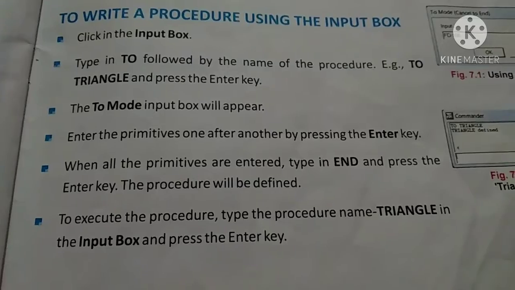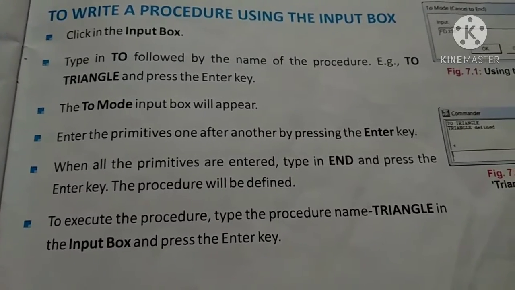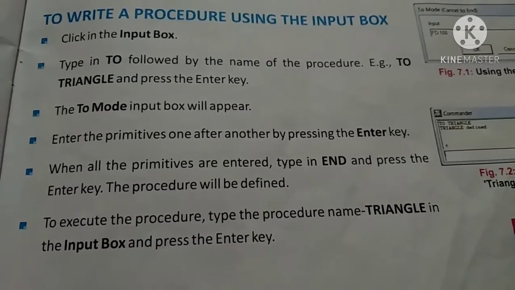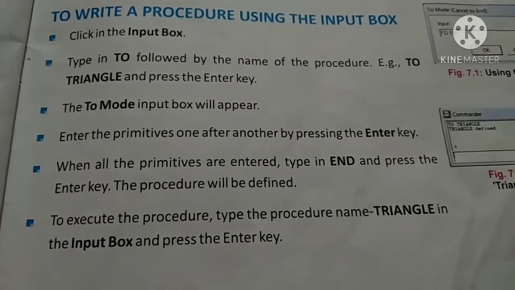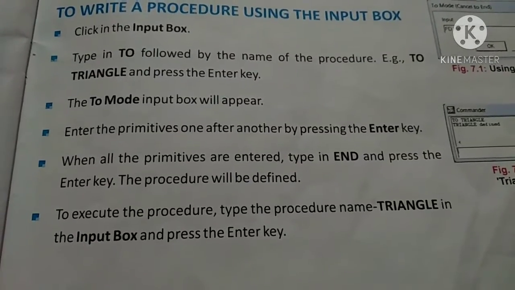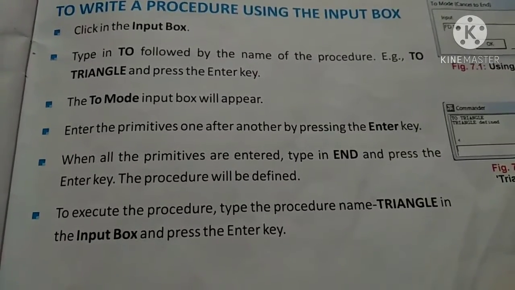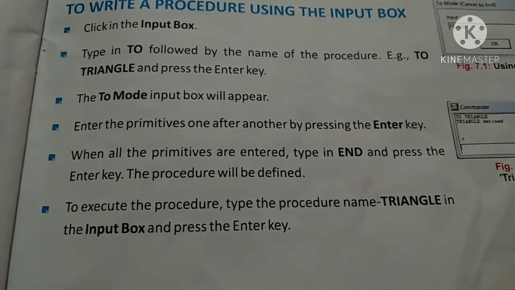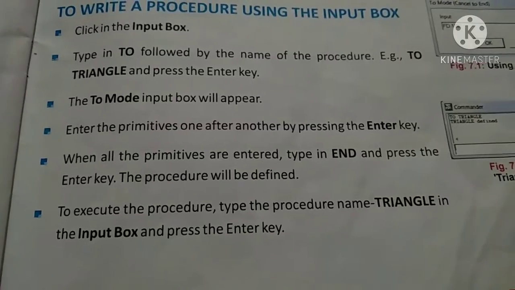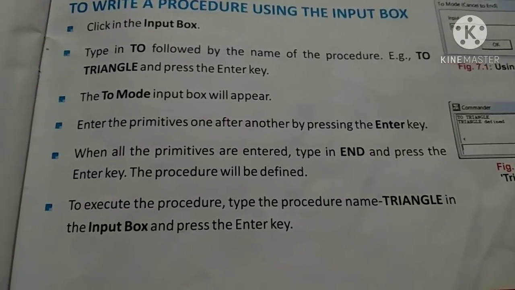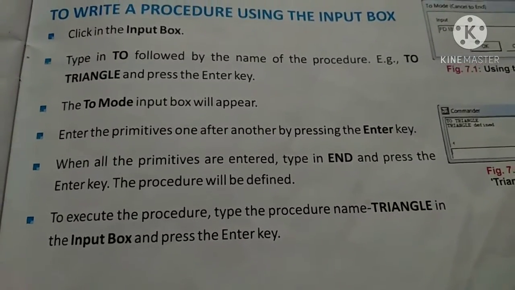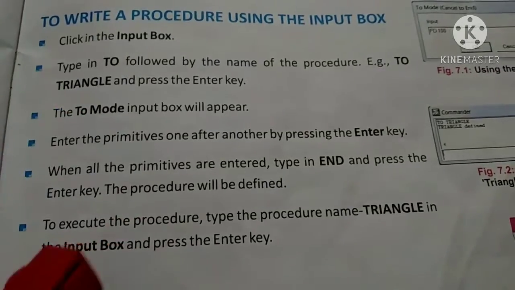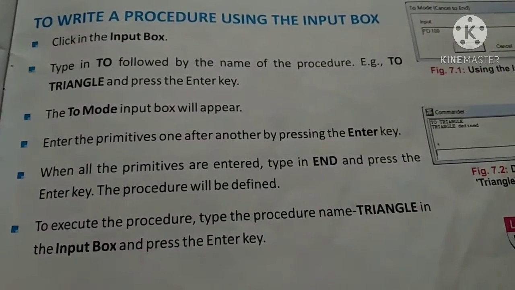To execute the procedure, type the procedure name triangle in the input box and press the enter key. Then what you have to do, you have to now execute these commands. Okay, execute means run, you have to run this command. Then you have to wait to see what the output will be. Okay, so for this what we will do, type the procedure name. We have already written the procedure name as triangle in the input box and press the enter key.